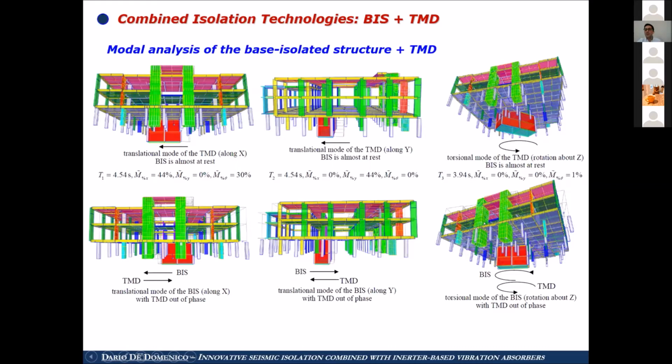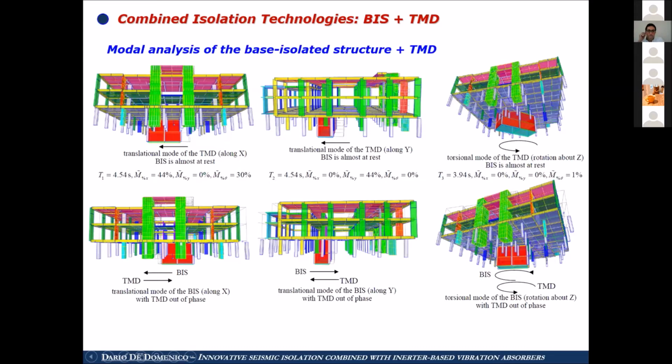Instead, the fourth, fifth, and sixth modes of vibration involve the combined motion of TMD and base isolation system out of phase with respect to each other. We can see that when the base isolation system moves from the right to the left, the TMD moves in the opposite direction. The same can be said for the torsional motion.